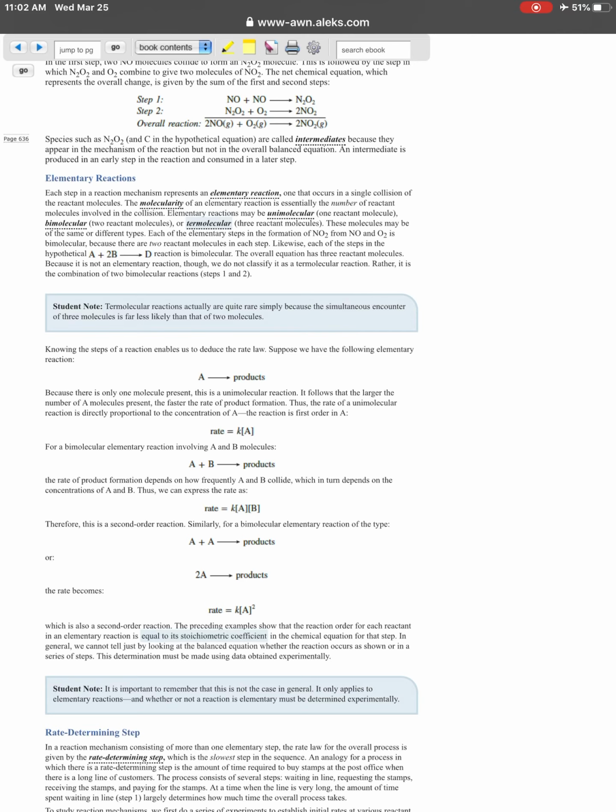So just as a reminder, if you look at the balanced equation, the rate law for the elementary step is proportional to the concentration of each reactant raised to an exponent equal to its coefficient, but not for the overall reaction, just the elementary steps.